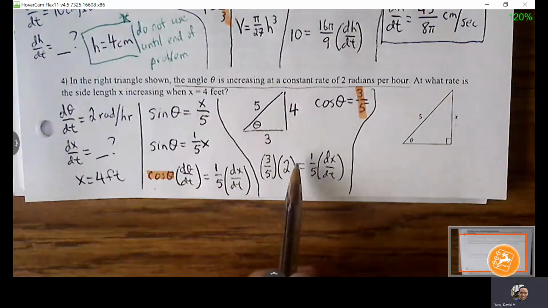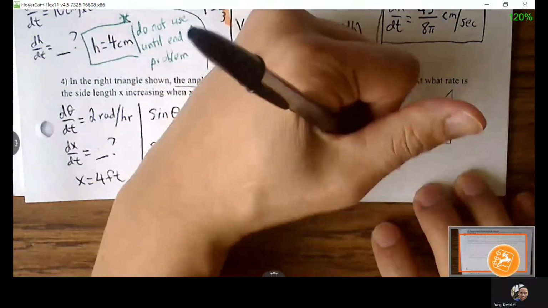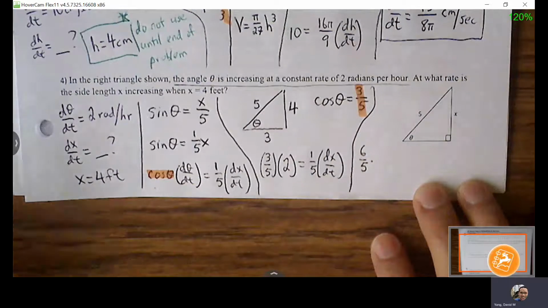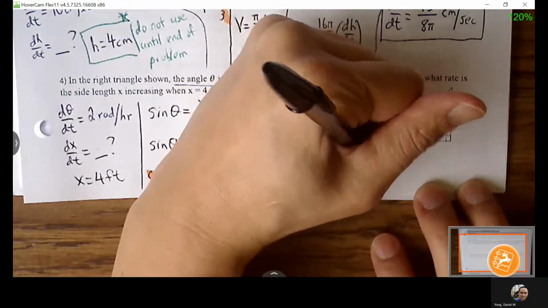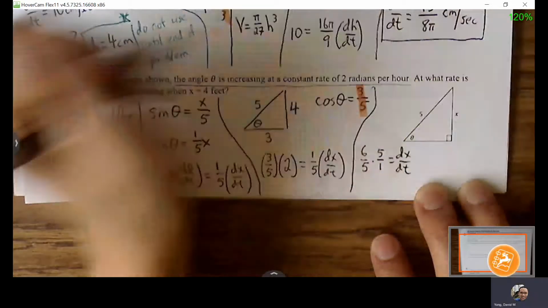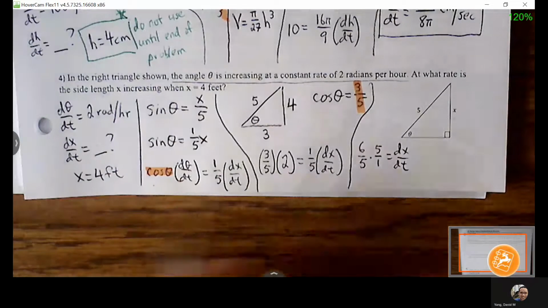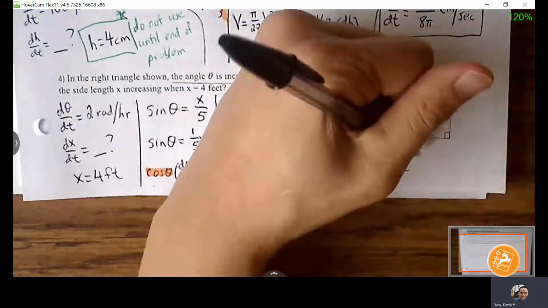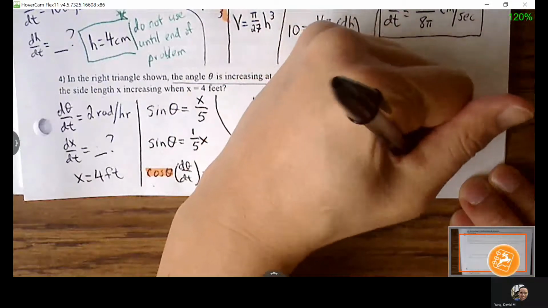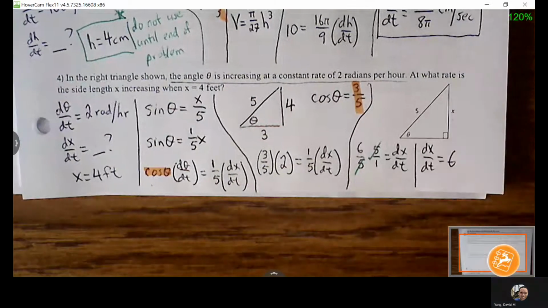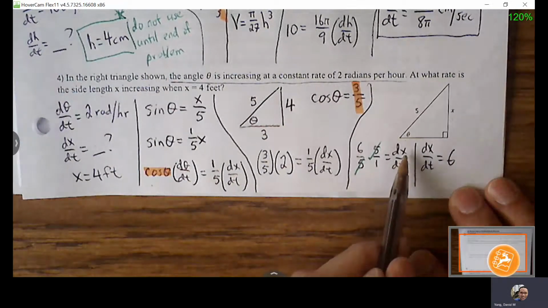Six fifths, I can multiply both sides by 5. Right, dividing by 1/5 is the same thing as multiplying by 5 over 1. The fives cancel out. dx/dt is just 6. And what's the unit of measure? Good. x is feet, time is hours, so feet per hour.